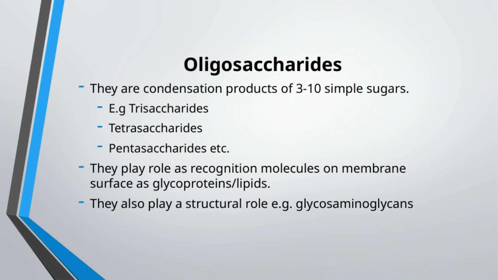Additionally, they have a structural role, especially glycosaminoglycans, which provide support and resilience in tissues. Overall, oligosaccharides are not just simple sugars. They are crucial for cell recognition, signaling, and structural integrity in biological systems.